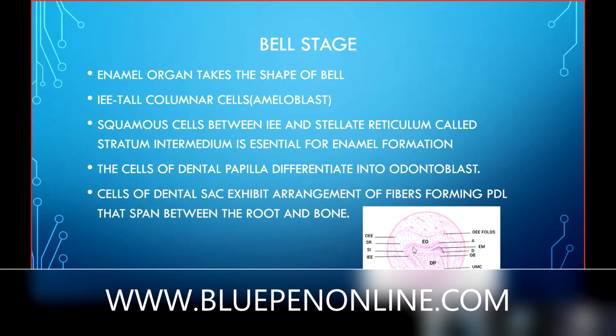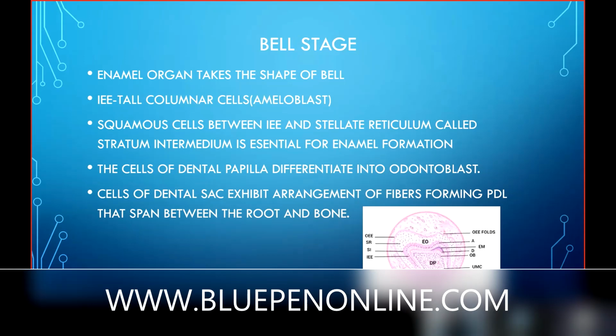So what does this stratum intermedium do? It takes all the nutrients from the stellate reticulum and gives them to the ameloblasts to help form enamel around the tooth. That is why it is very essential for enamel formation. The cells in the dental papilla differentiate to form odontoblasts because they have to form dentin, right? DP, dentin and pulp. Odontoblasts further form dentin. And the dental sac, the arrangement of fibers forming PDL that span between the root and the bone, because they have to form PDL and cementum.